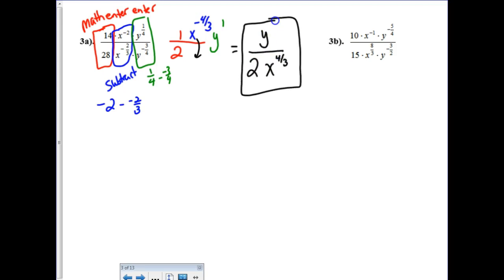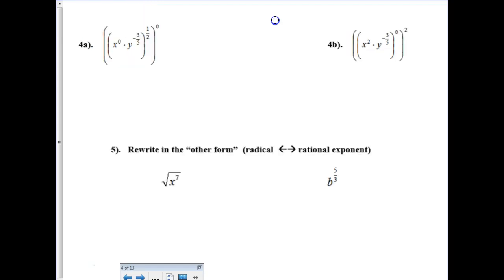So I'm pretty willing to accept any answer that's equivalent. Just make sure that you run through your little checklist. No negative exponents, everybody's collected, and there's no parentheses in your final answer. 3b is very similar to 3a. Go ahead and try that one on your own, and please check your answer in the answer key.